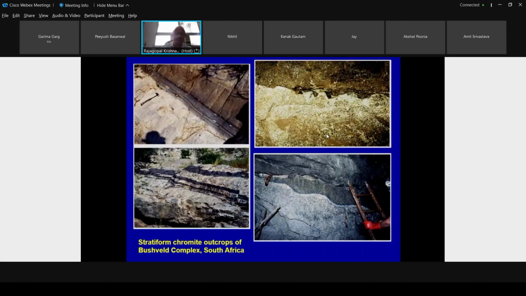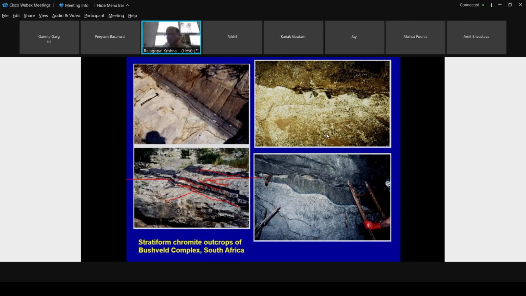These are the pictures you see here. You see these ultramafic rocks, suddenly you get a layer of chromite. Again you get rocks, again chromite. Again rocks, again chromite. So like that, you will have stratification, just like sedimentary rocks. Of course, this is called magmatic sedimentation.